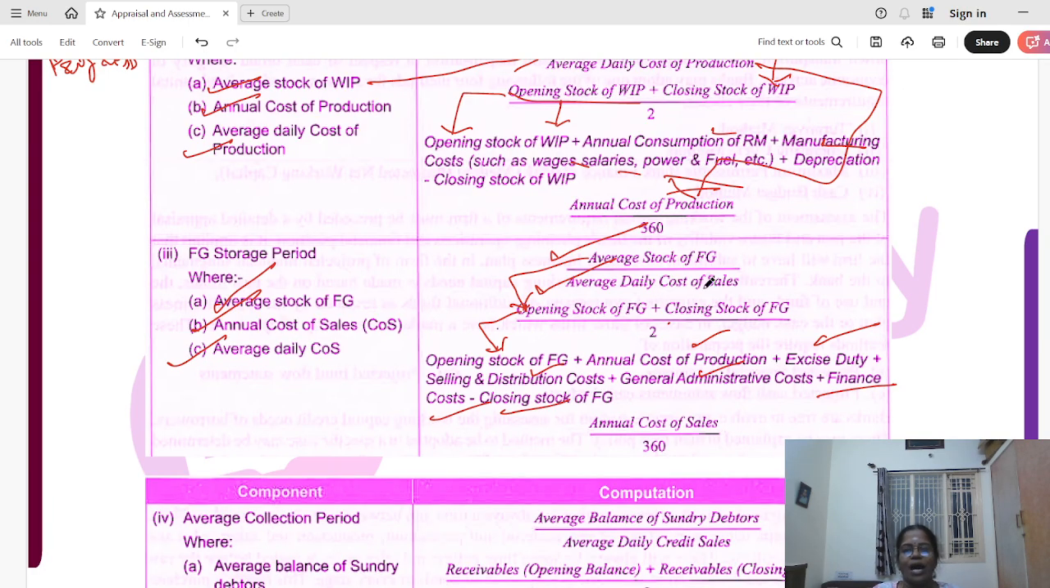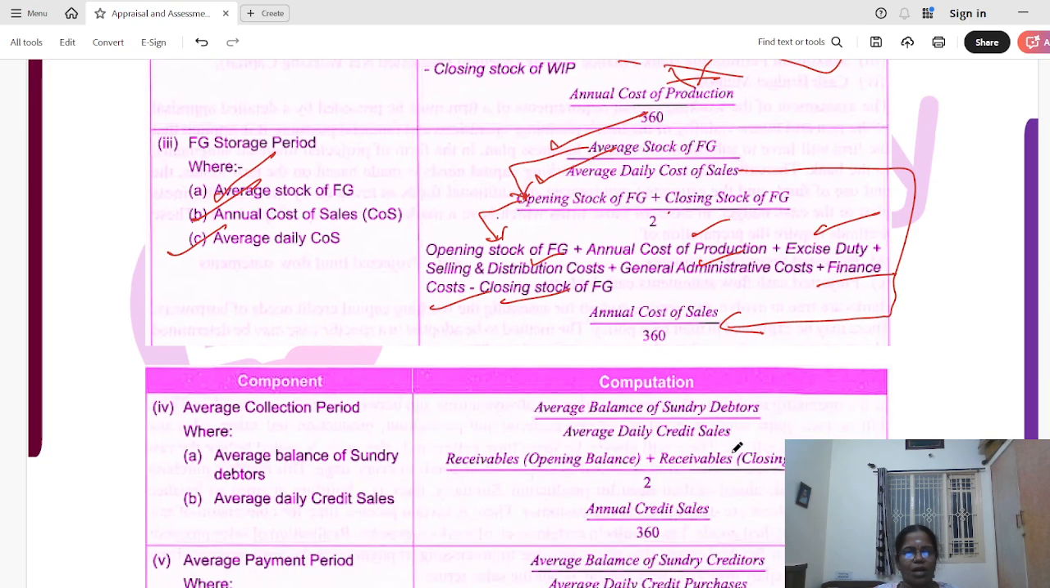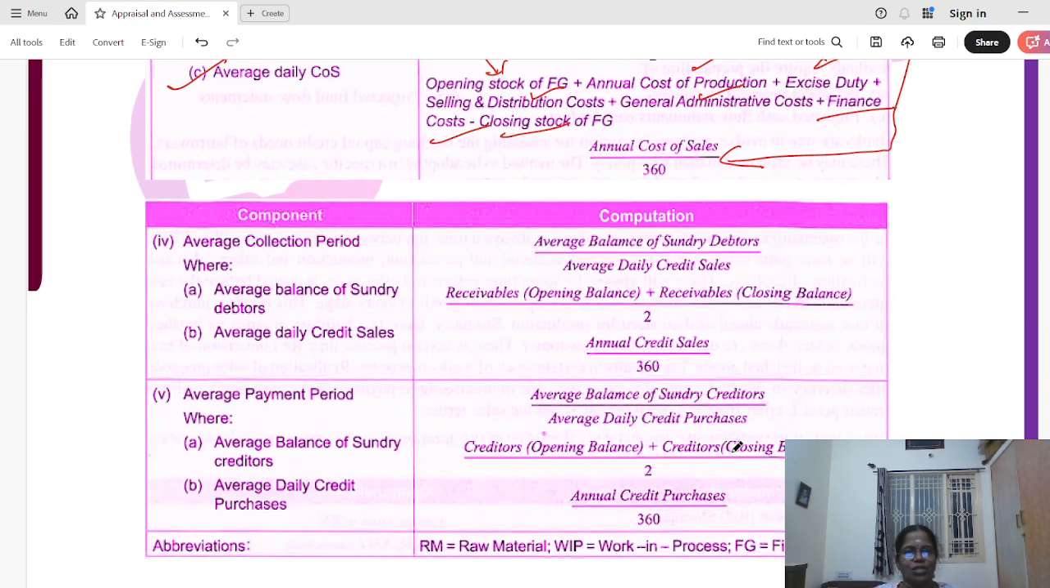Then annual average daily cost of sales is equal to, this is the formula, annual cost of sales divided by 360. This one is the raw material, work in progress and finished goods. What are the computations? Then average collection period. What is that average collection period?